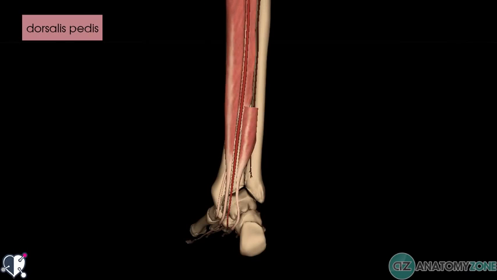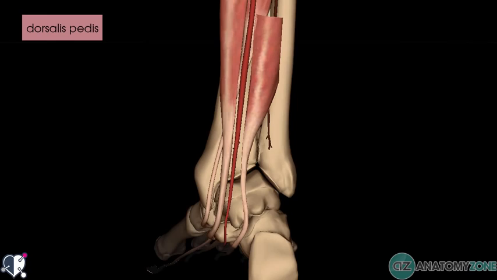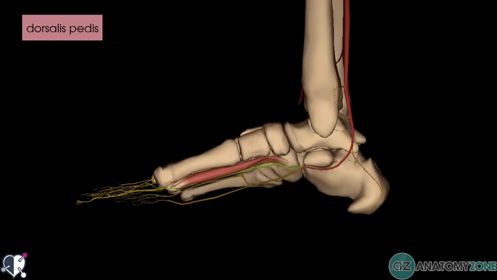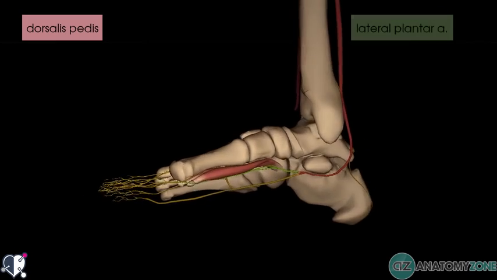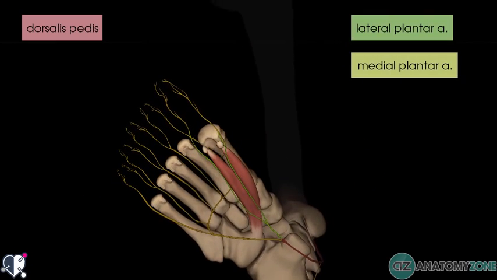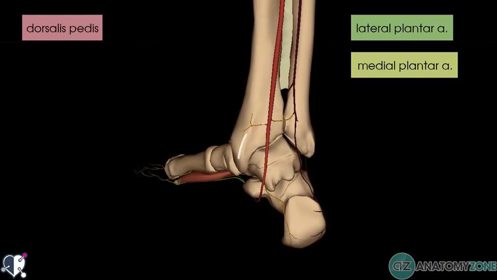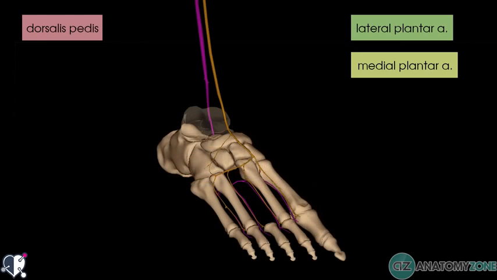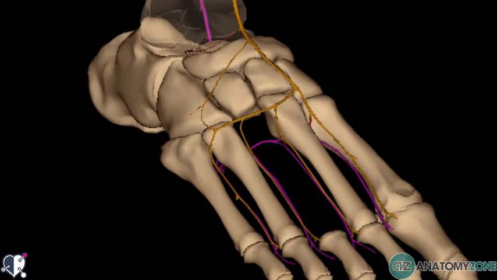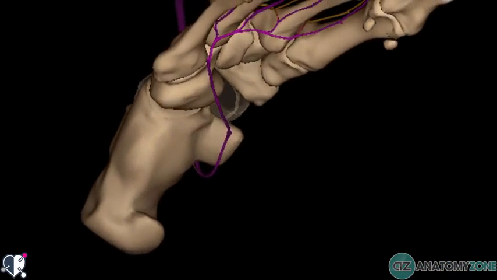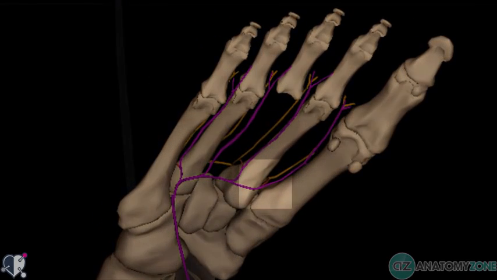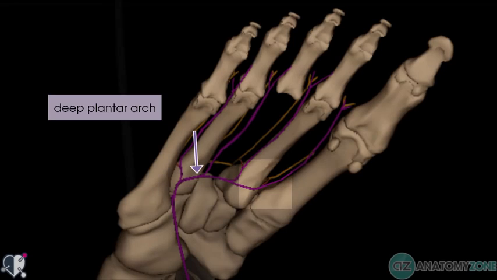The posterior tibial artery, on the other hand, enters the foot via the tarsal tunnel, winding behind the medial malleolus, and then it splits into the lateral and the medial plantar arteries, which are present on the plantar aspect of the foot. The posterior tibial pulse is palpable inferiorly and posteriorly behind the medial malleolus. Now coming back to the dorsalis pedis artery, this gives off the deep plantar artery between the first and second metatarsals, and this anastomoses on the plantar aspect of the foot with the branch of the lateral plantar artery to form the deep plantar arch on the sole of the foot.